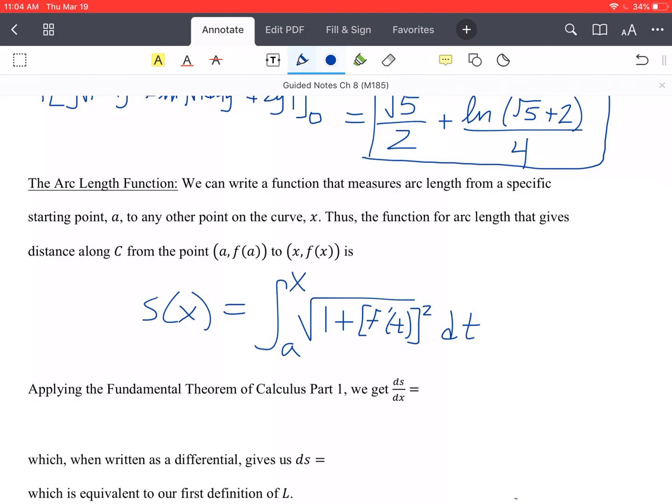So, but if we apply the fundamental theorem of calculus to this, part 1, and we take the derivative of both sides, we get ds dx, right? So the derivative of s with respect to x equals just the square root of 1 plus f prime of x squared.